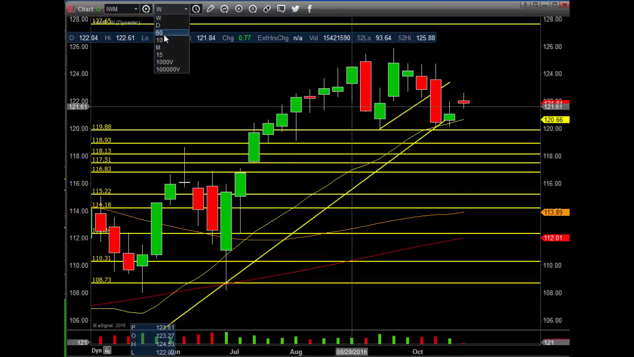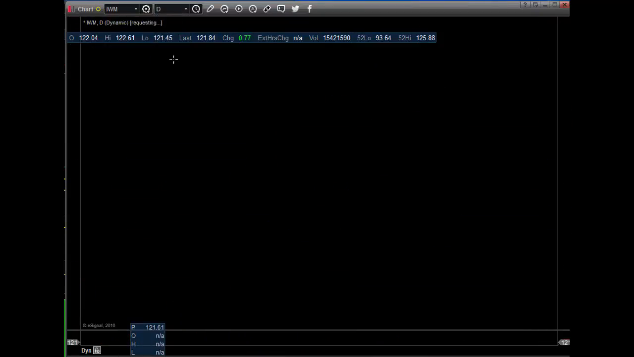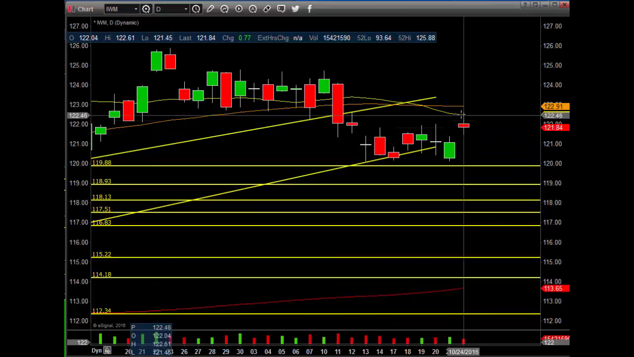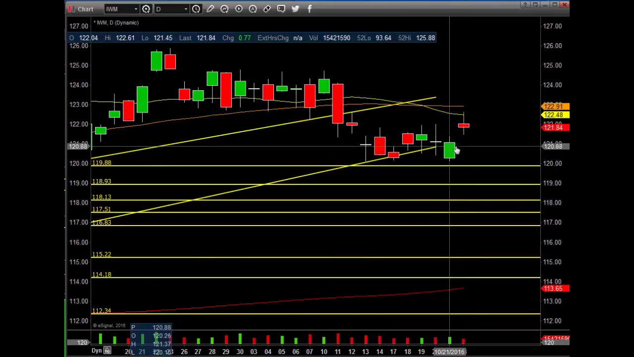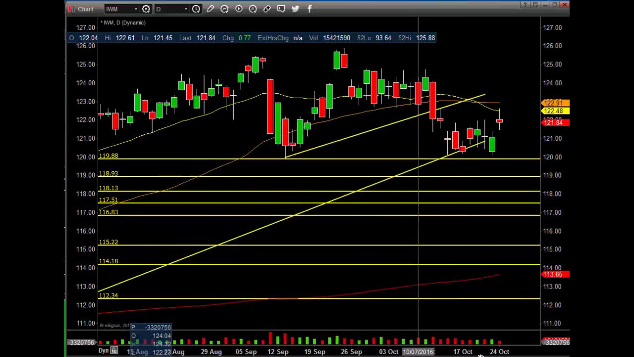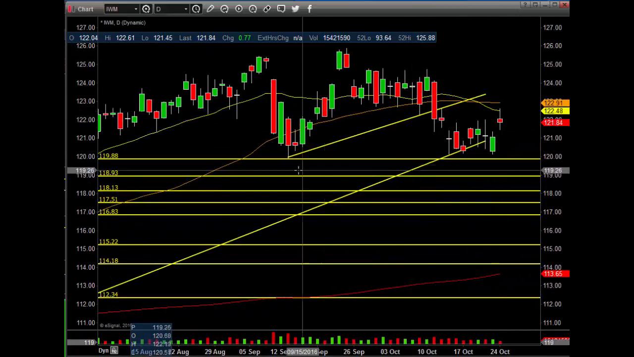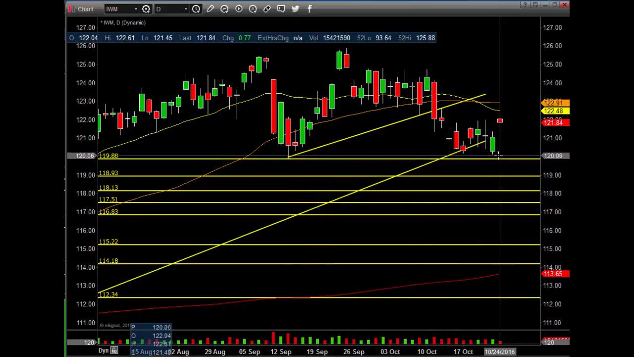On the IWM, it was up, what was it up today? 77 cents, nothing big. Still below the MA. See how it touched the 20, almost got to the 50, pulled right back. This is still a bearish pattern on the daily, but now we're still below these MAs, and the big pivot will be the 120 area. We'll see if we can get below that.